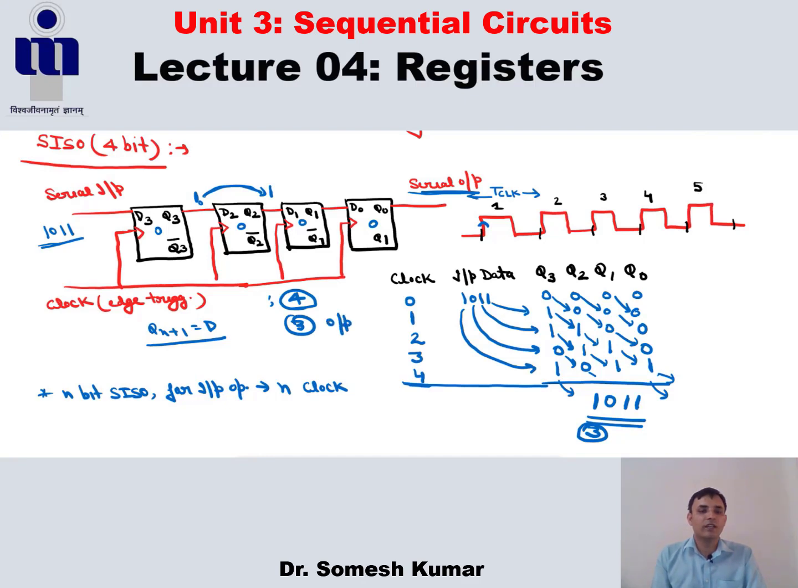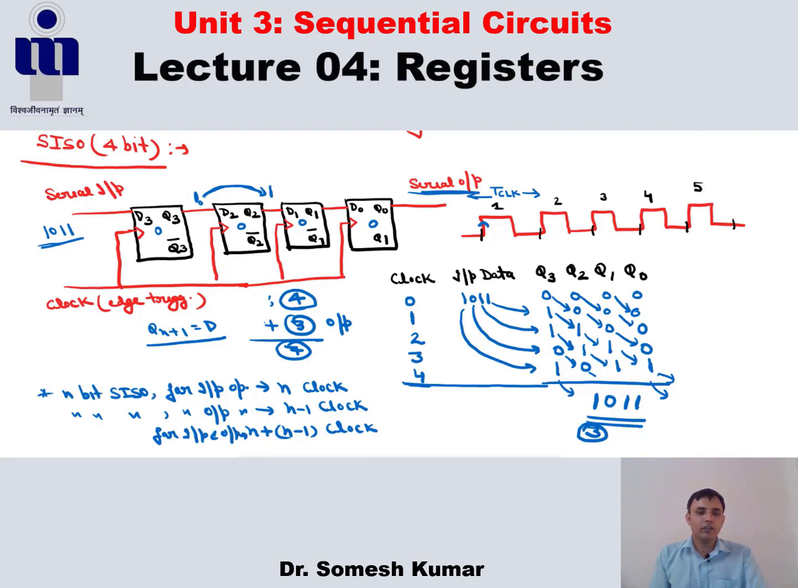So the total number of clock cycles used for the complete input and output operation is 7. For an n-bit serial input, serial output register, if it is asked for only the output operation, then it is n minus 1 clocks, and for the input operation it is n clocks. For the total input and output operation, n plus n minus 1 clock cycles are needed. Fine. So this is very important: the number of clock cycles for input and output operations here.